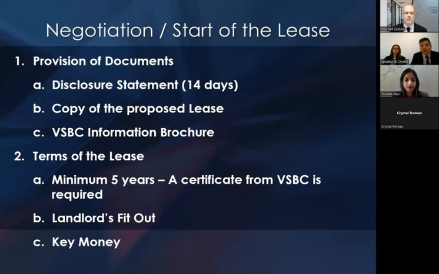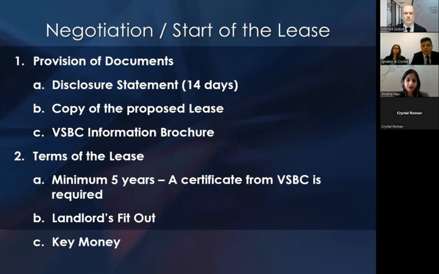And there's one exception to the rule: if the lease is under a head lease. So the minimum term is the term of the head lease minus 1 day, if the term is less than 5 years.